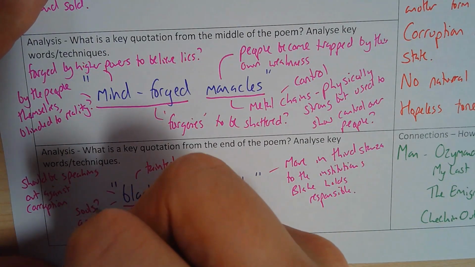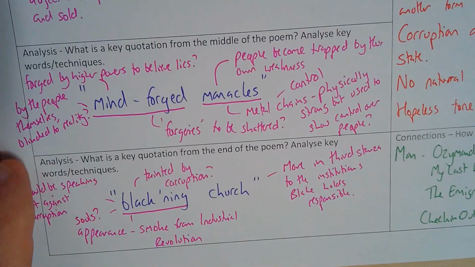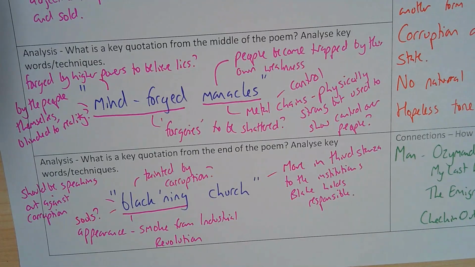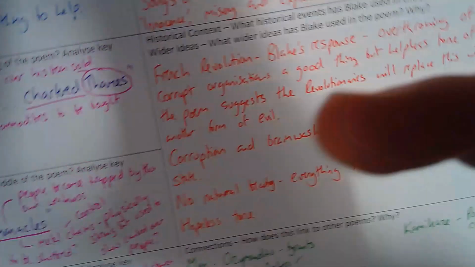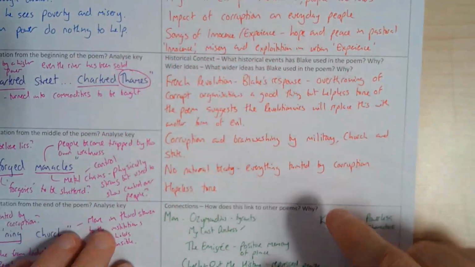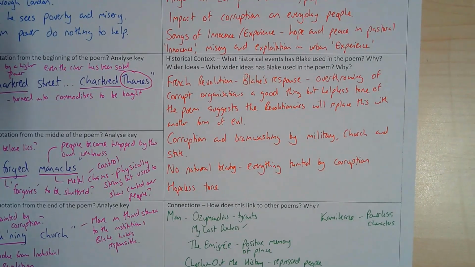And he does that because of historical context. You've got the French Revolution. Blake's response to the French Revolution, he was initially a supporter. He wanted the overthrowing of corrupt organisations, and London certainly supports this, saw it as a good thing. But there's a problem with revolution in that the people who overthrow the government often end up with a government that is either corrupt in itself or not fit for purpose as well.